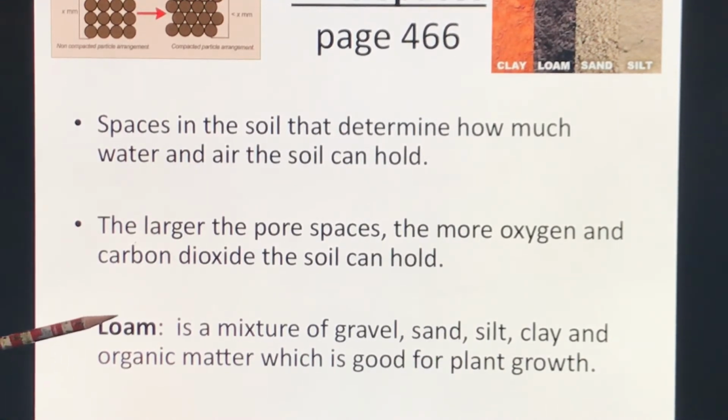And then the book points out that loam is a nice mixture of gravel, sand, silt, clay, and even organic matter, which is good for plant growth. So perhaps some of you may have worked with loam if you've reseeded your lawn, or you like certain types of potting soil. Those are engineered, right, for optimal plant growth.